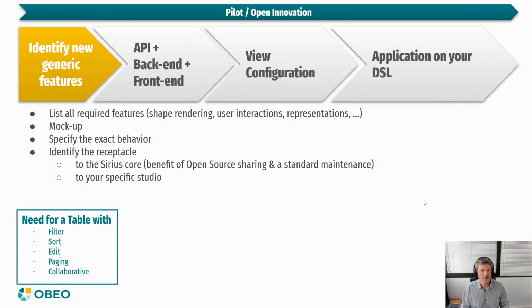We first identify new generic features. We can list, based on your specifications, what is not yet supported, and we identify the receptacle, whether it targets the Sirius core or if it's specific to you. We did this kind of exercise with, for example, the new table definitions required for customers, and we defined that it should be interesting for any end user of Sirius.